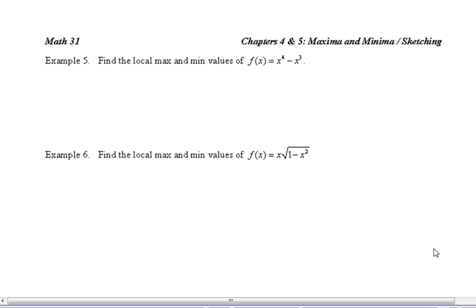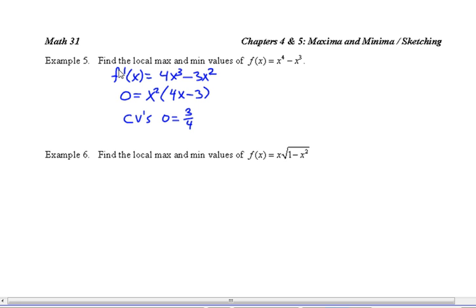So number 5 here, you should have found your derivative first. Set it equal to 0 and factor; we could factor x squared out. So your critical values were 0 and 3 over 4. Oops, I might have an equal sign there.